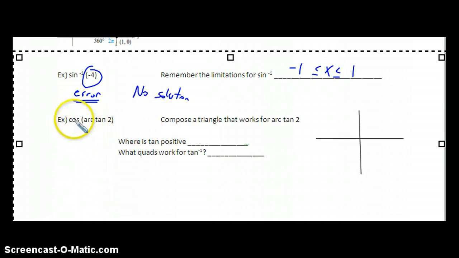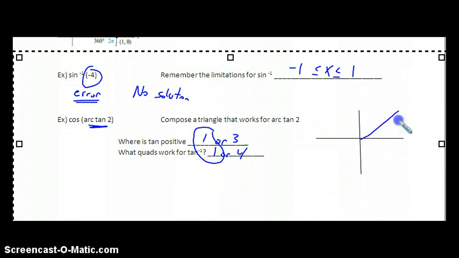Looking at my next example, find the cosine of the arctangent of 2. So what I want to do first of all is deal with what's inside the parentheses. I'm going to draw a triangle that has that tangent of 2. But I first need to figure out where to draw that triangle. So first thing I want to deal with is where is the tangent positive? That's in quadrants 1 or 3. Again, that's from section 4 if you're struggling with how I'm coming up with that. The other thing I want to deal with is where does the tangent inverse exist, and that's in quadrants 1 or 4. And that's what we're talking about today. So that's how I found that from the chart on the front side of the notes.